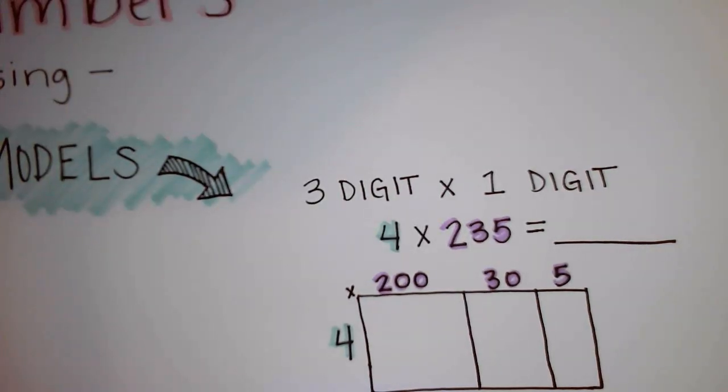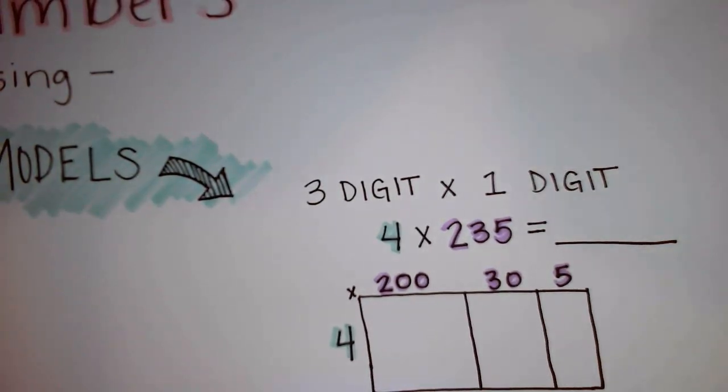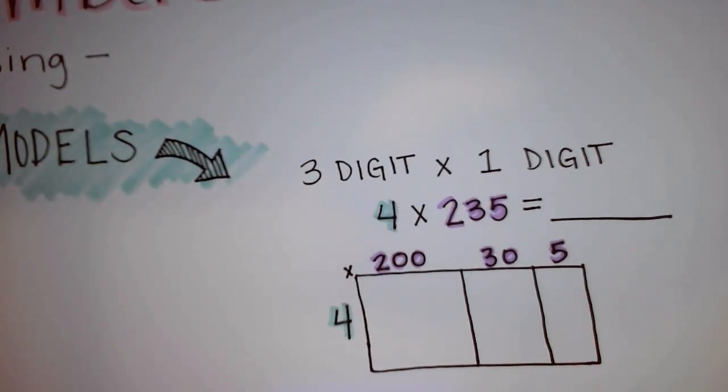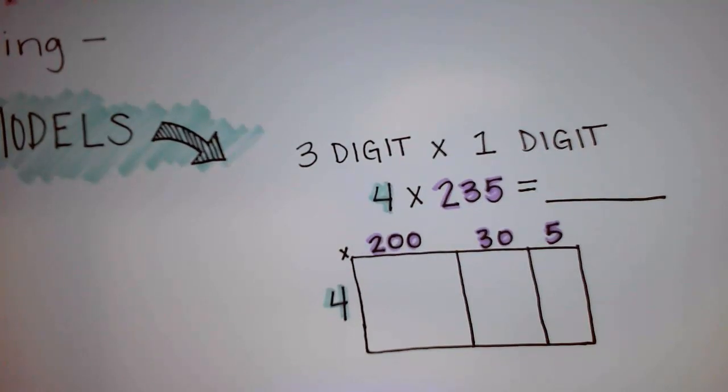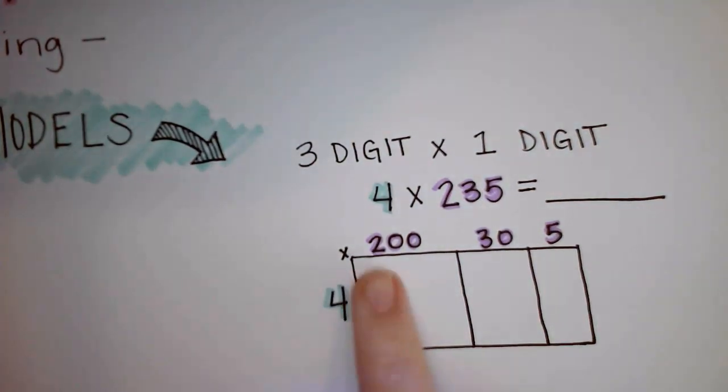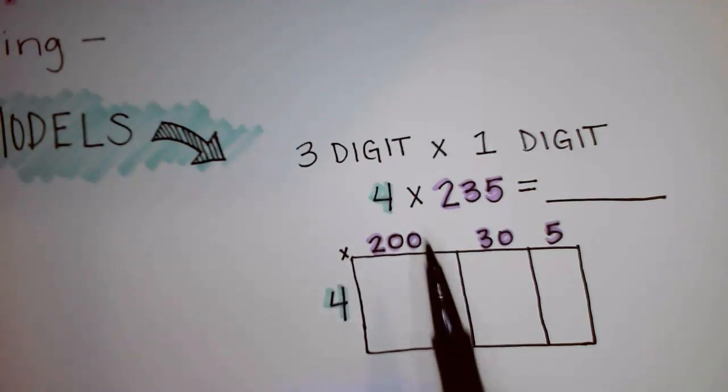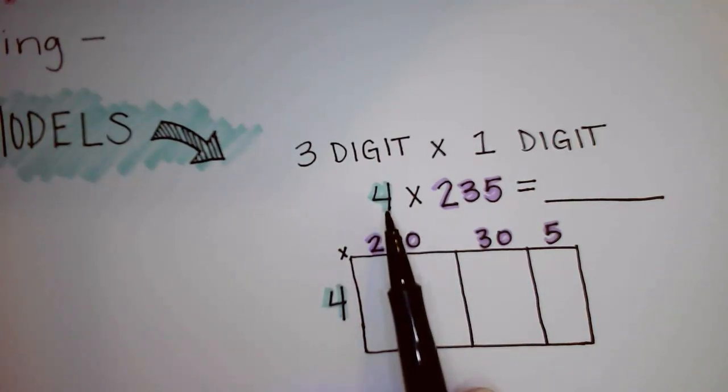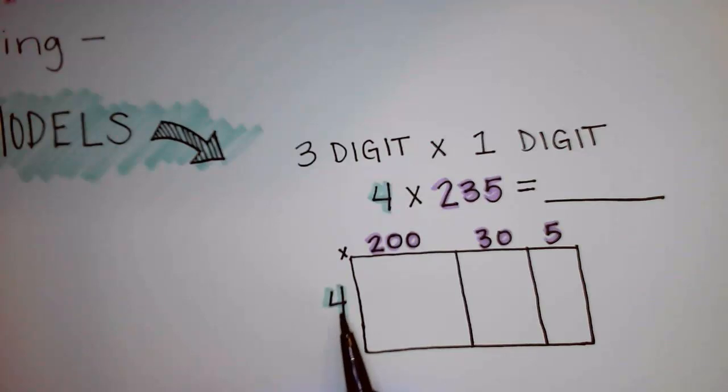235. So our first step in setting up the area model problem is, of course, drawing our rectangle. We remember that area is length times width. So we're applying that concept to our multiplication problems. So what we're going to do is we're going to take our first number and we're going to put it over here. So our 4. This is going to be our one side.